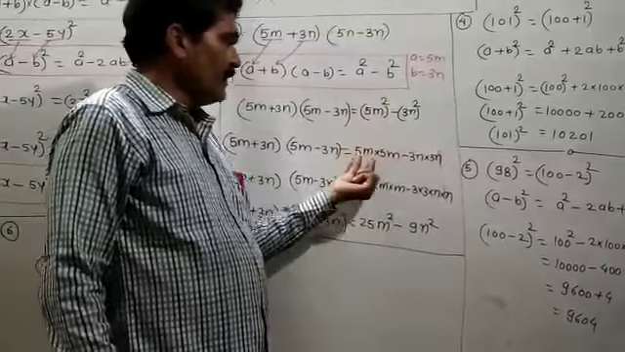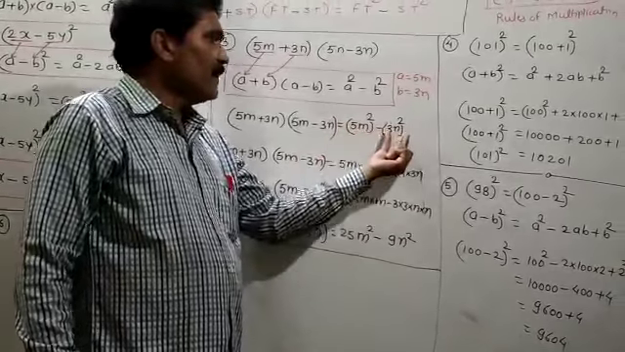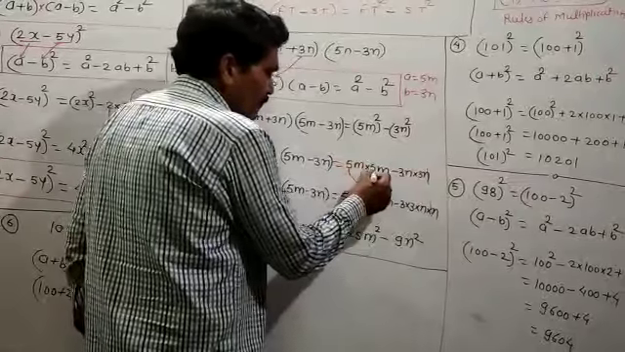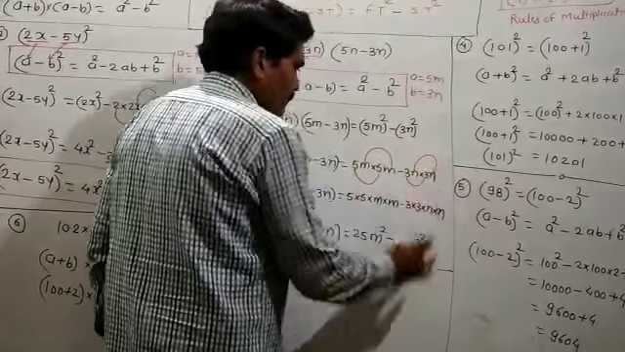So (5m) square is 5m multiplied by 5m. (5m) square means 2 times multiplication of 5m. (3n) square means 2 times multiplication of 3n. You have to write the numeric terms together and the variable terms together.